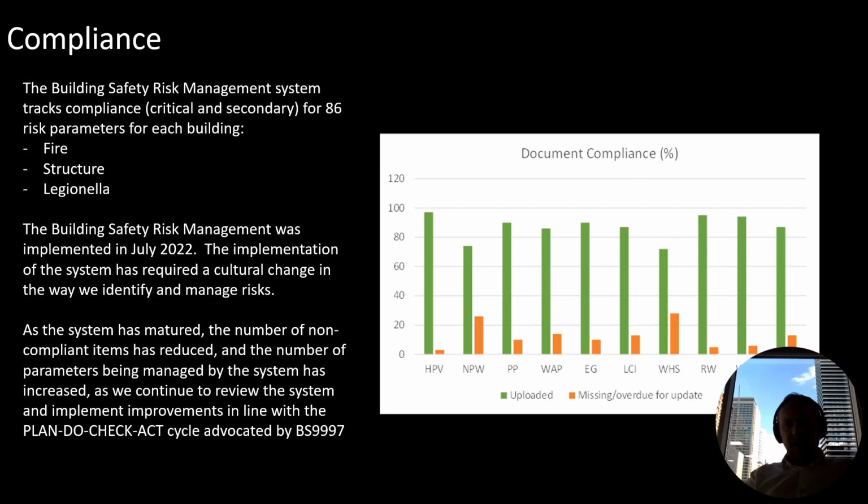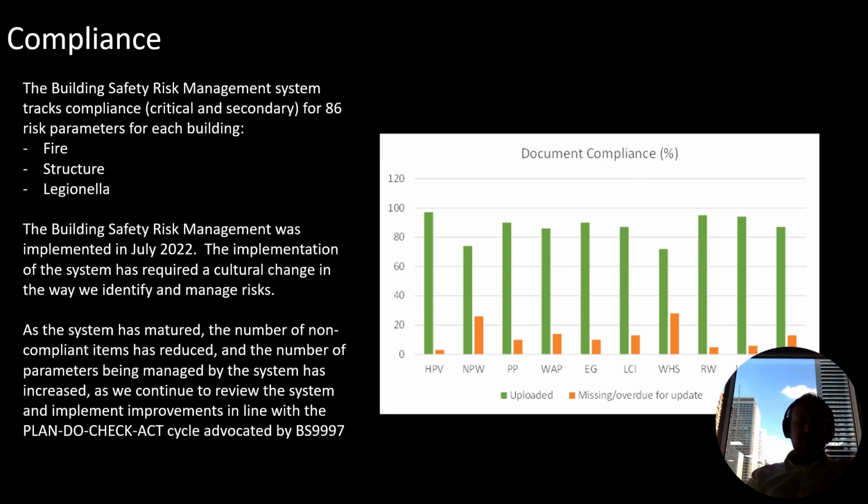This then provides an action for a non-compliance to be dealt with. So these non-compliances could be to do with fire, structure, Legionella as well. And we use the BS 9997 principle to guide us to build this system. So this one is actually hosted in a digital platform called Meridian, which is based on these compliance parameters, and we have used the information from the golden thread to build it.